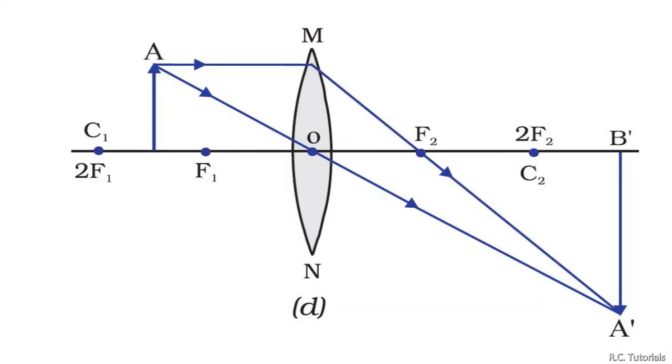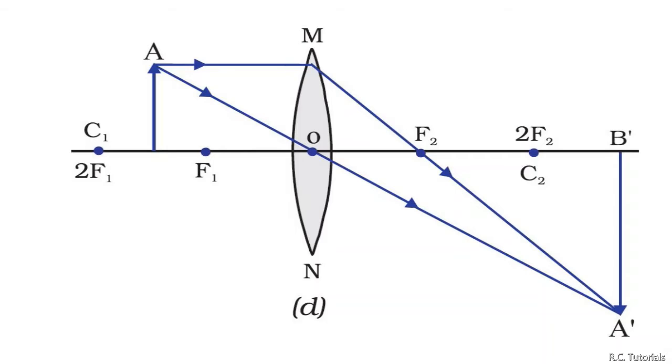Next is number 4. When the object lies between the center of curvature and focus, one line will go parallel to the principal axis and pass through the focus, and the other line will pass through the optical center and intersect on the other side of the lens. The image will be produced beyond C2, and the nature will be real and inverted, and the size of the image will be enlarged.